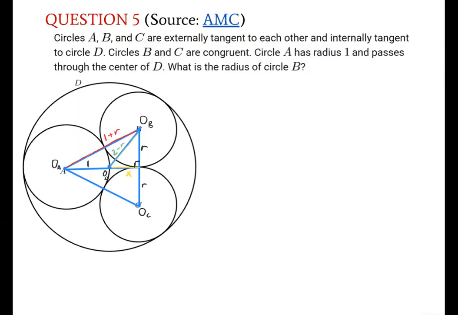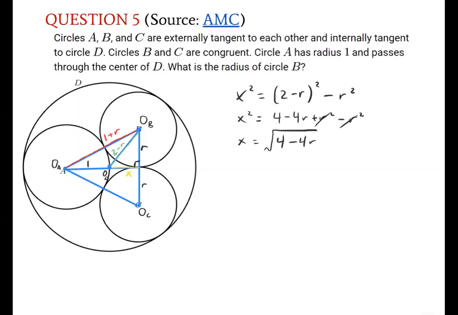And now, first of all, we want to get rid of the X. We want to express X in terms of R. So we can do that by using the Pythagorean theorem. So X squared is just equal to (2 minus R) squared minus R squared. And we can simplify all of this to find that X is just equal to the square root of 4 minus 4R. And you can simplify this even more, but we can do that later.